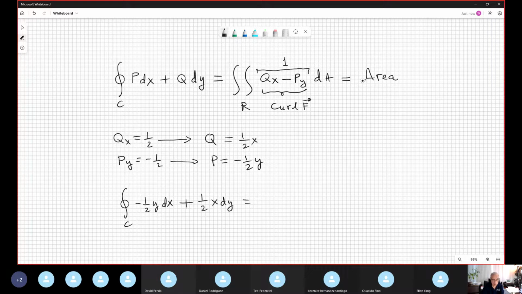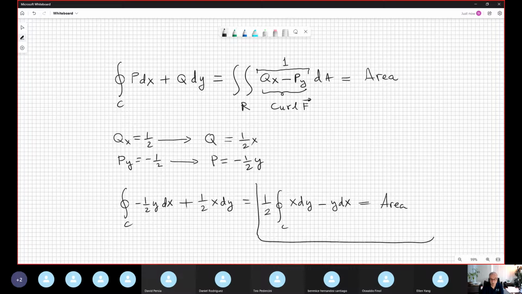Let me try to manipulate this to make the equation more elegant. Now in this equation I factor out 1/2. The line integral on the curve C, this is 2. And you copy x dy, which is the positive part first, minus y dx, which is the negative part, secondly, and this is the area. Wow, look at that formula.